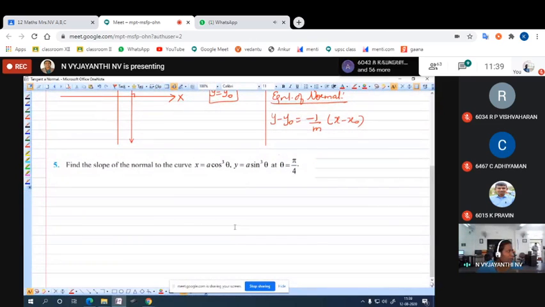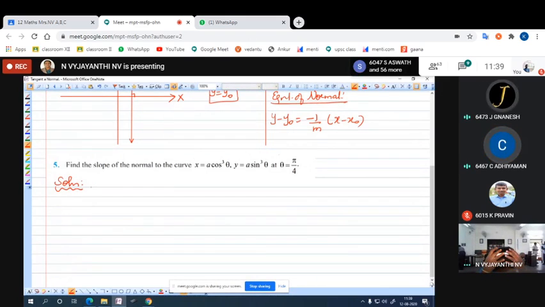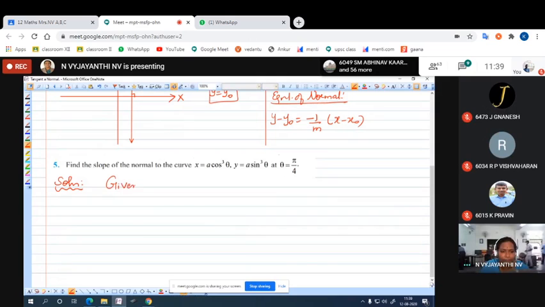Okay, tell me what is your slope of tangent? dy by dx. Okay, here given x is equal to a into cos cube theta, y is equal to a into sin cube theta. Okay.